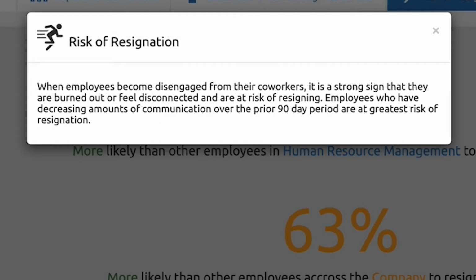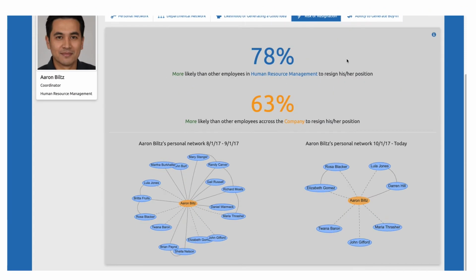Research shows us that employees who have decreasing amounts of communication over the prior 90-day period are at the greatest risk of resignation. In Aaron's case, we see a big reduction in the size of his current network as compared to the prior months. Not surprisingly, he is 78% more likely to resign than other employees in his department and 63% more likely than other employees across the company.